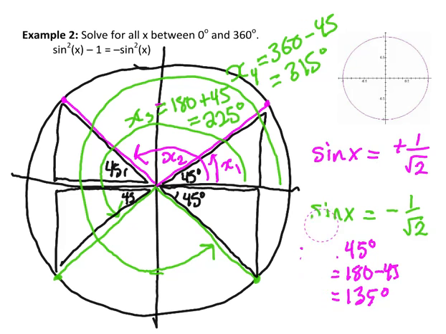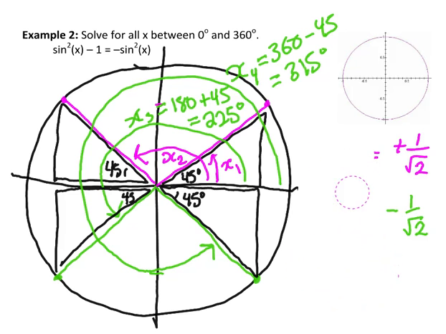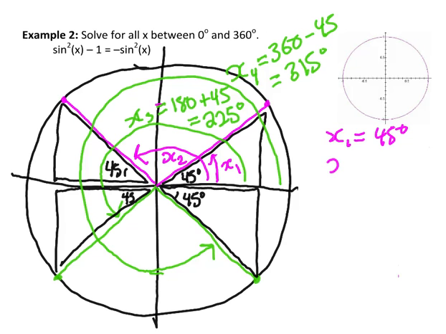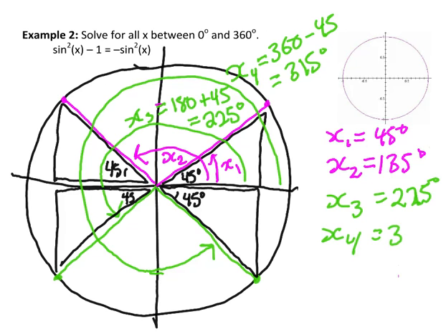So what we found are our solutions here. Solutions will be: our x1 is 45 degrees. Our x2 is going to be 135. Our x3 value we found was 225. And our x4 is 315. So there's actually 4 answers to this equation here that are between 0 and 360 anyway.